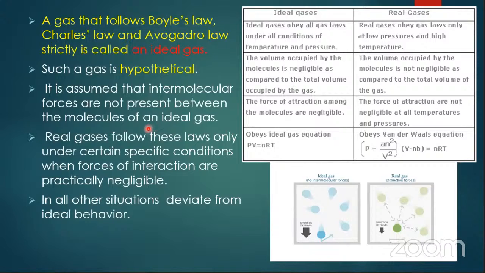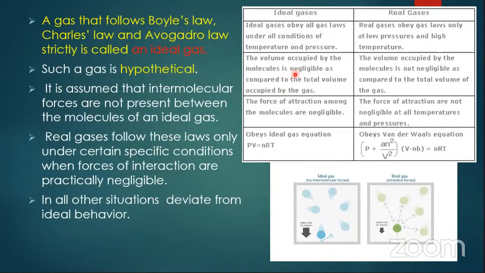In the first class itself, we discussed intermolecular forces. There will be intermolecular forces between gas molecules or atoms. We can minimize the intermolecular forces at low pressures and high temperatures. That is the situation. If we can minimize the intermolecular forces, then the real gas becomes an ideal gas. That's the concept. Real gases follow these laws only under certain specific conditions; in all other situations they deviate from ideal behavior.